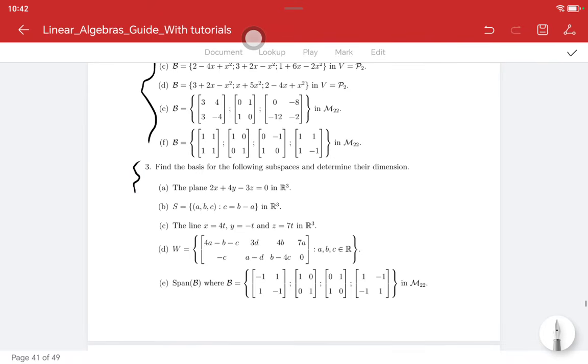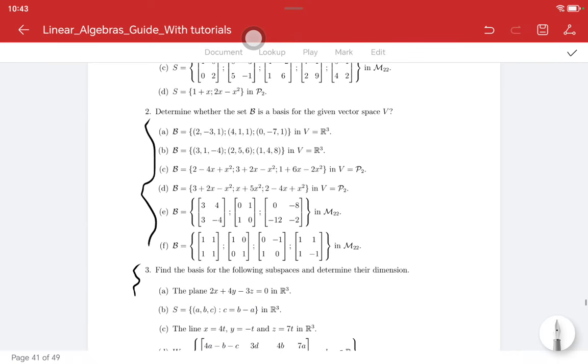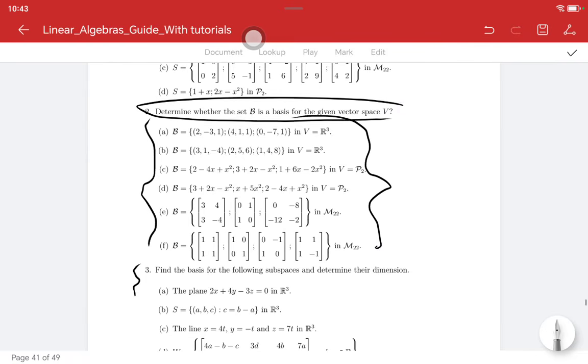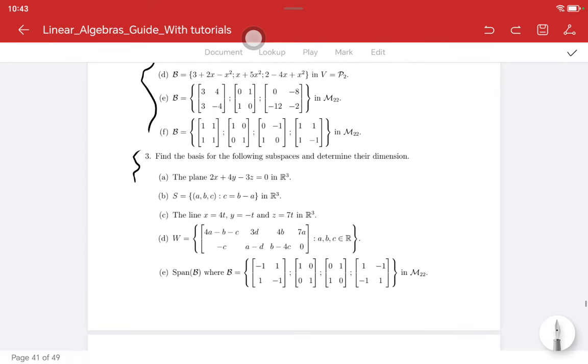And then here they say find the basis for the following subspace. Here the question was saying determine whether the set B is a basis for vector space V. Also determine the basis here and check if this thing is a basis. First check if it's a basis, and then you determine the dimension. Then here, I think I've sent solutions for these three. You can check them, then you try these two, right? You also give us the dimensions.